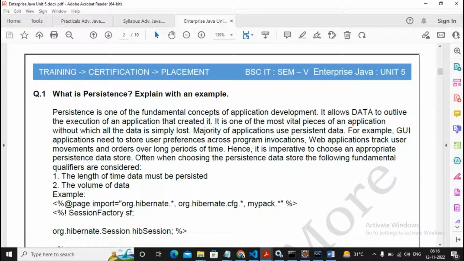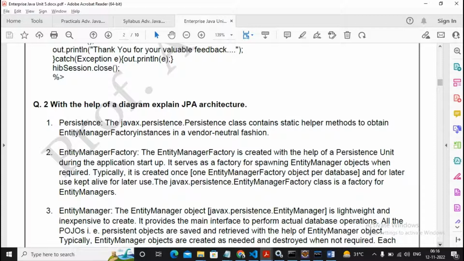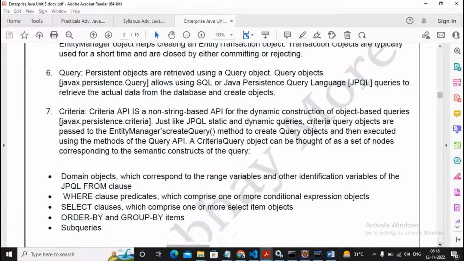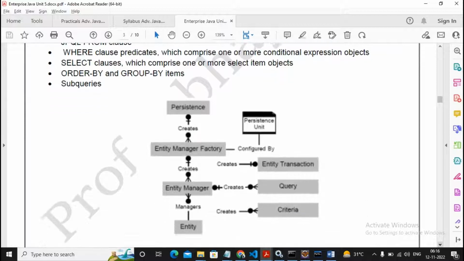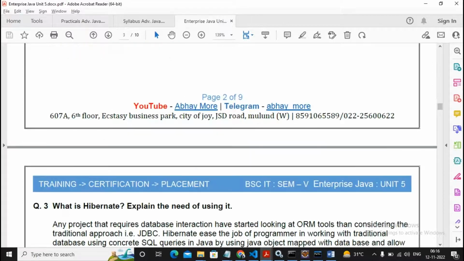Now, the first question is, what is persistent? Explain with an example. It is an important question. Please prepare for this question nicely. With the help of a diagram, explain JPA architecture. Please prepare this answer properly and draw a diagram of JPA. This is the basic diagram of your JPA, which consists of entity manager factory, entity managers, entity transaction, etc.